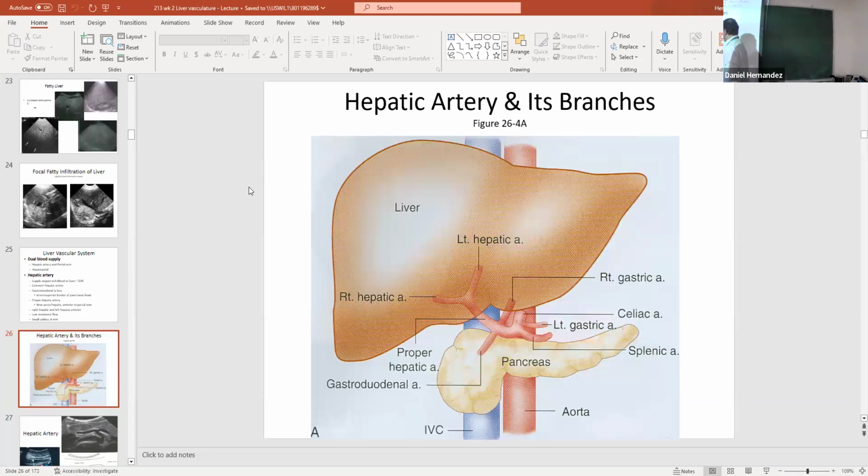And then we also have a right gastric artery that's also a branch off that common hepatic. We need to label this picture.